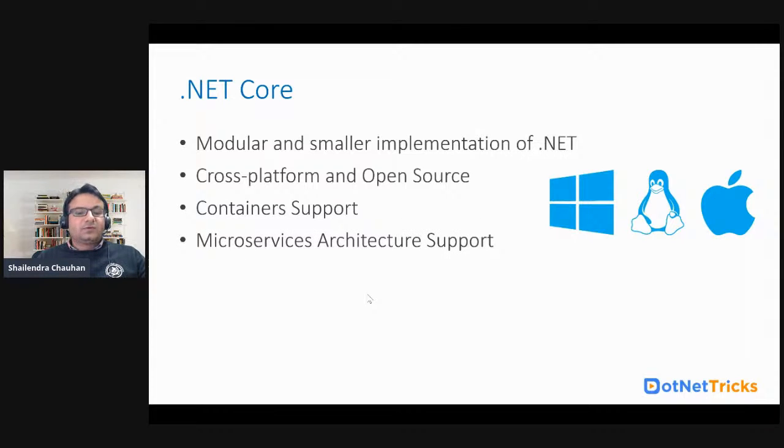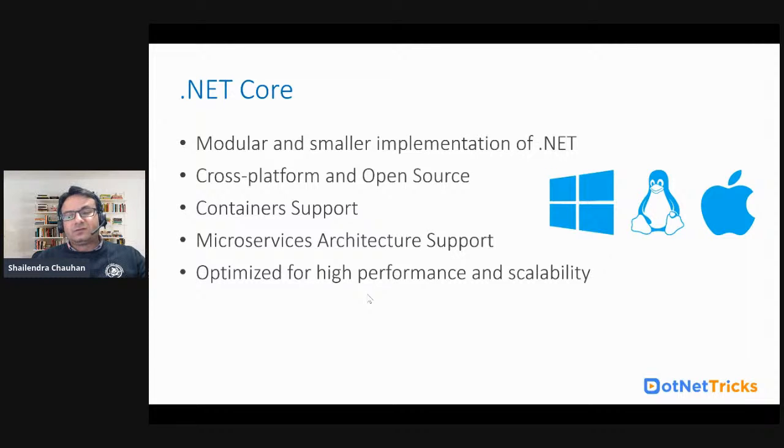It also has very good support for the microservices architecture, and it is in fact optimized for high performance and scalability. If you look at the difference between .NET Framework and .NET Core, you will find that .NET Framework was limited to the Windows operating system, but .NET Core you can use everywhere, because we majorly use three platforms: Windows, Linux, and Mac. So everywhere .NET Core can run. Now you don't need to have only a Windows machine for building your .NET based application. You can build .NET Core based applications using your Mac machine or your Linux machine also.